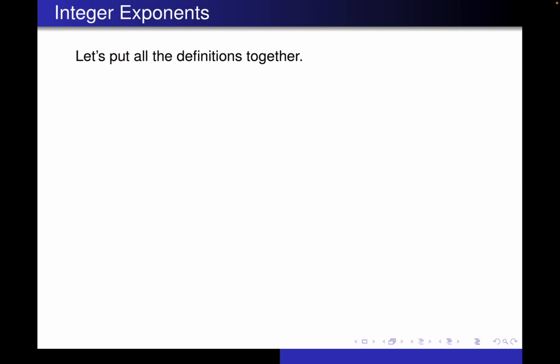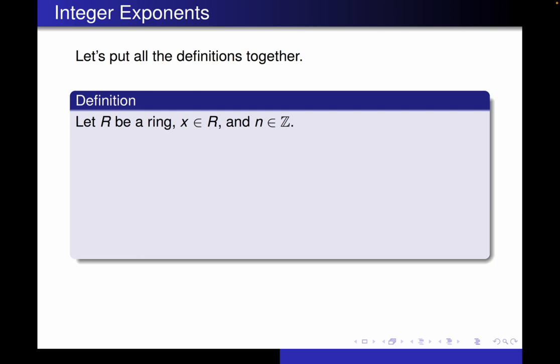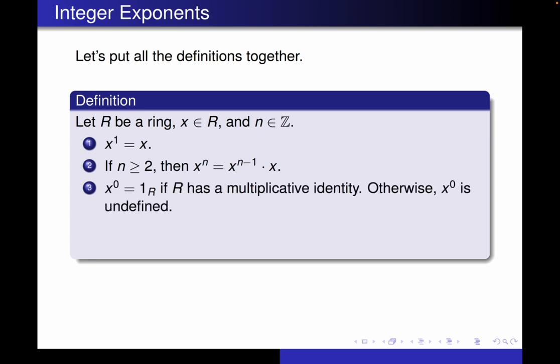All right, so let's see if we can put all these definitions together. Let R be a ring, let x be an element of the ring, and let n be any integer. Then we define x to the 1 to be x. If n is greater than or equal to 2, then we define this recursively as x to the n equals x to the n minus 1 times x. If we have n equals 0, x to the 0 is equal to the multiplicative identity in the ring, not the 1 in the integers, if R has a multiplicative identity. If R does not have a multiplicative identity, x to the 0 is undefined.